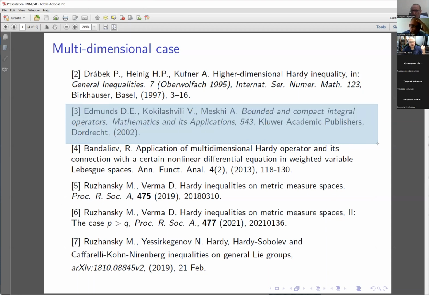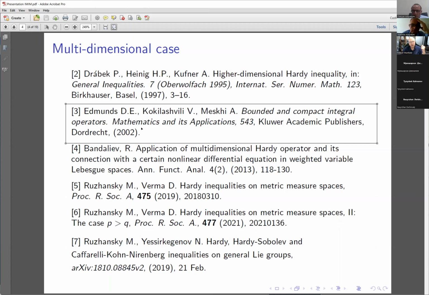Then the next paper is this, Edmonds. Actually, it's not a paper, it's a big book, okay? So they considered here Banach function spaces. And if we look at the special case, what happens when instead of general Banach function spaces, we have L^p spaces. In that case, actually, they covered only the case p less than or equal to q. And as I said earlier, the case q larger than p is more difficult.